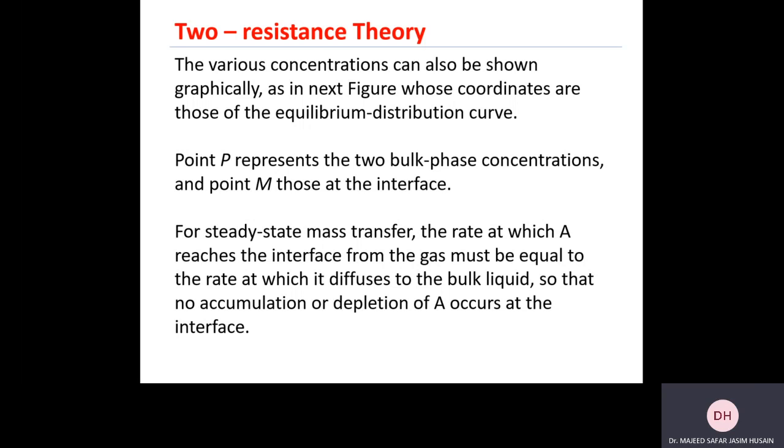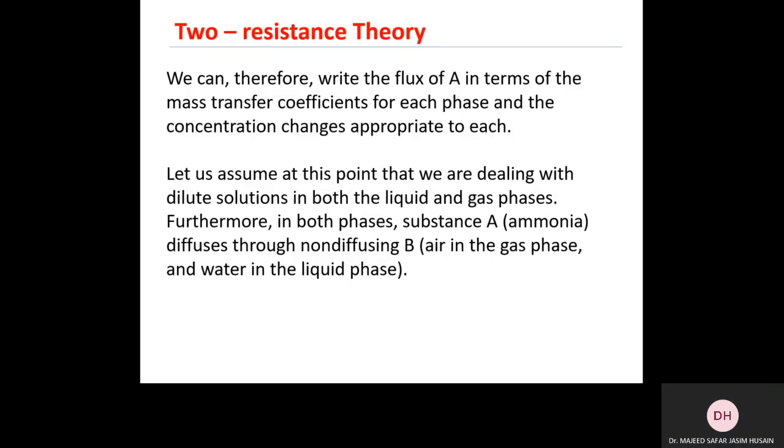For a steady-state mass transfer, the rate at which A reaches the interface from the gas must be equal to the rate at which it diffuses to the bulk liquid, so that no accumulation or depletion of A occurs at the interface. So the rates are equal, there is no accumulation term there. We can therefore write the flux of A in terms of the mass transfer coefficient of each phase, and the concentration changes appropriate for each one of them.